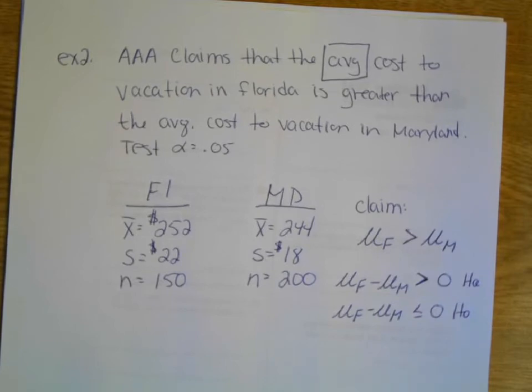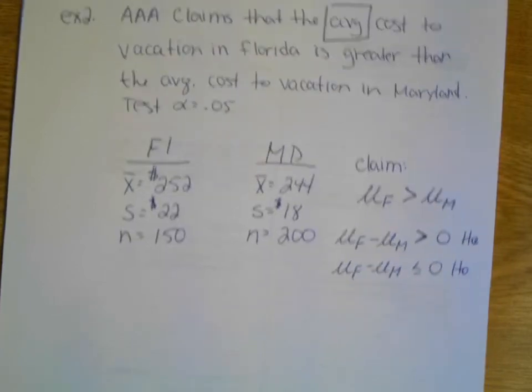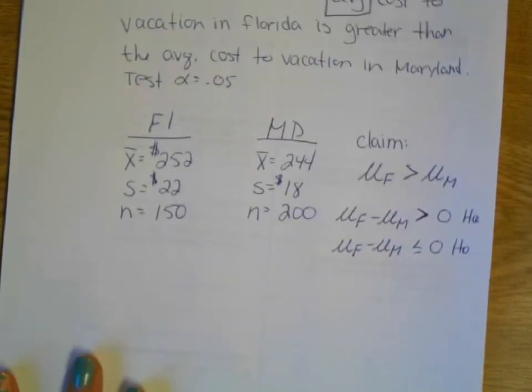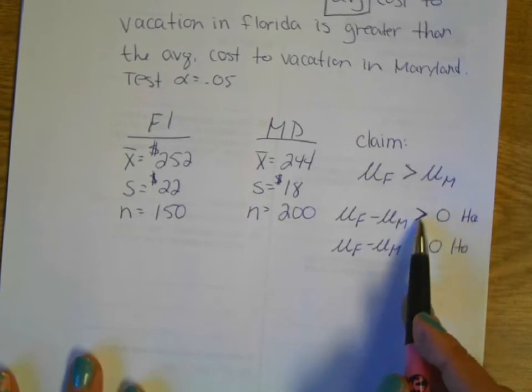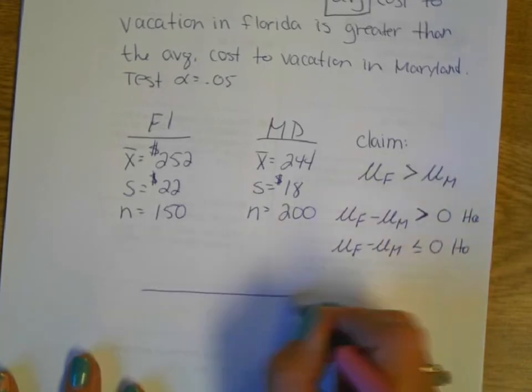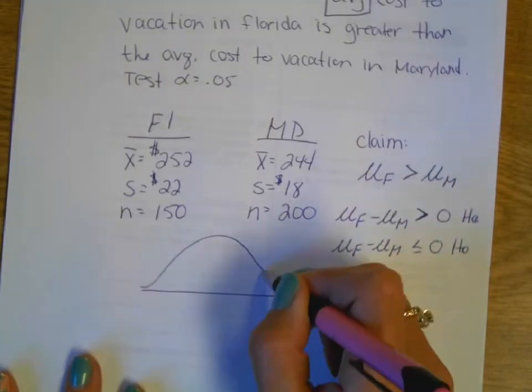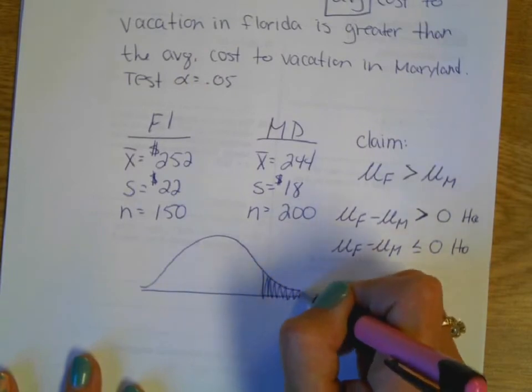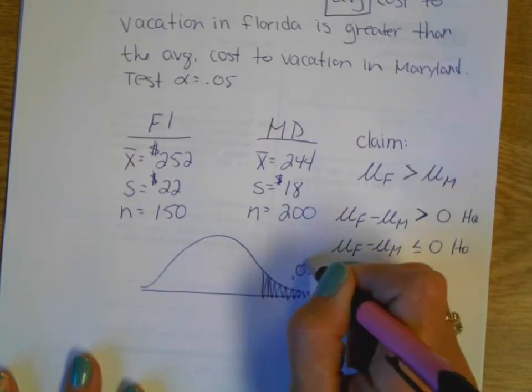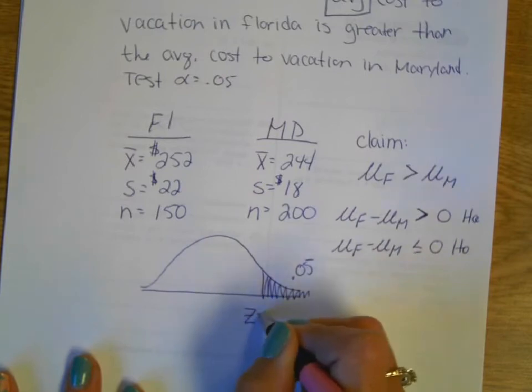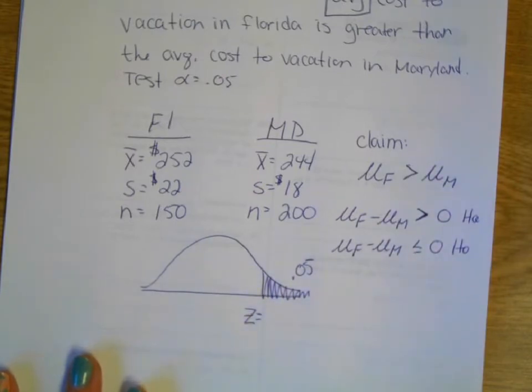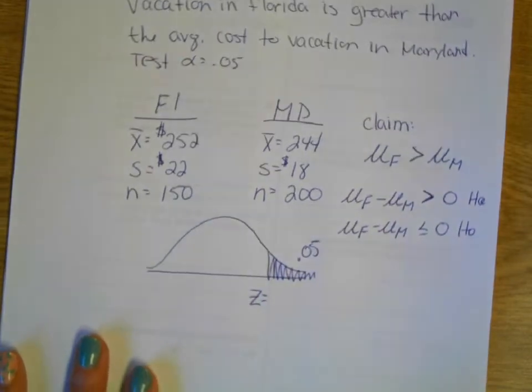Now you go to your rejection region. What kind of test are we doing here? Left tail, right tail, two tail. Ha, greater than, right tail. .05, positive z-score. I don't have it.